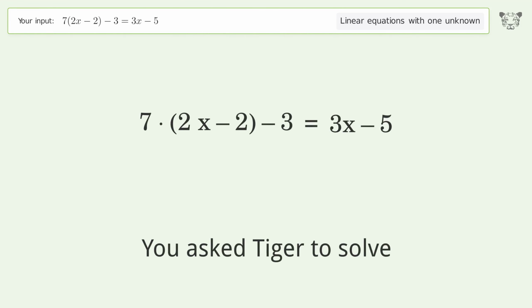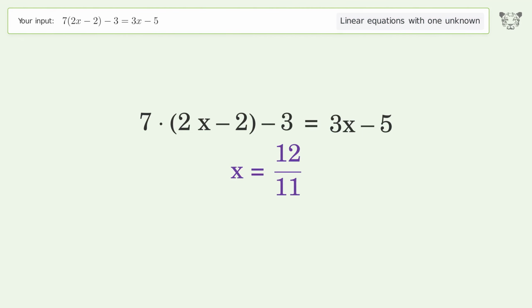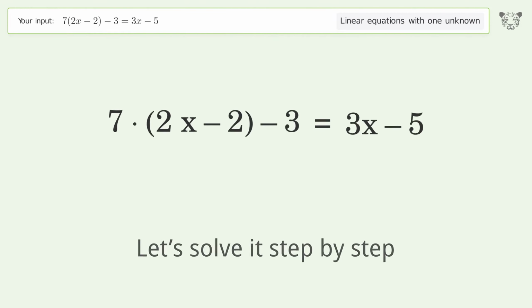You ask Tiger to solve. This deals with linear equations with one unknown. The final result is x equals 12/11. Let's solve it step by step.